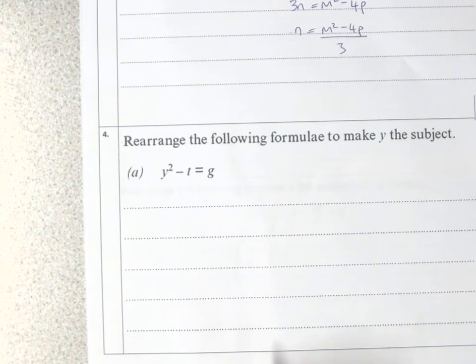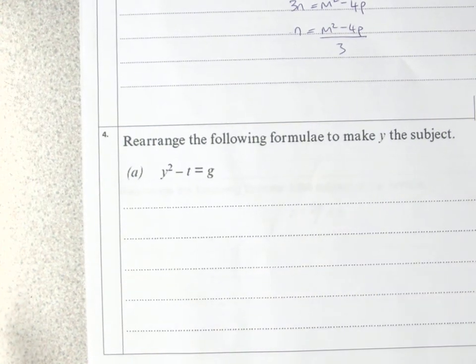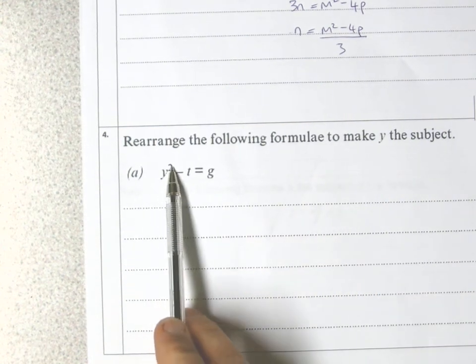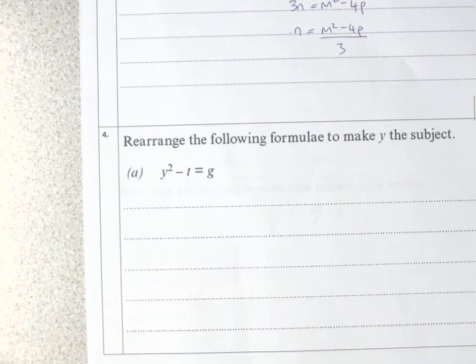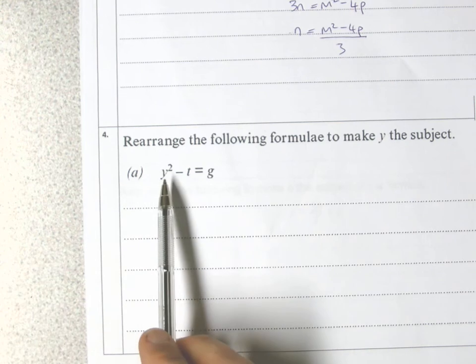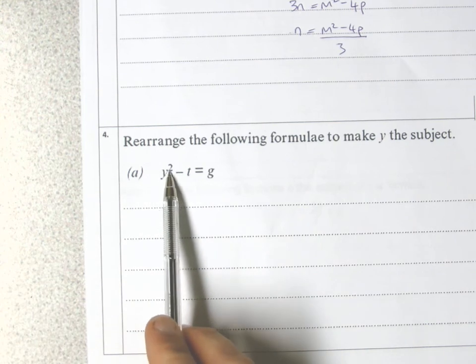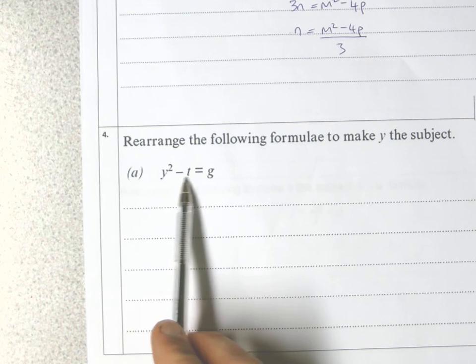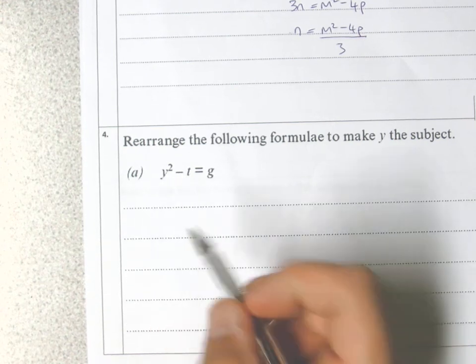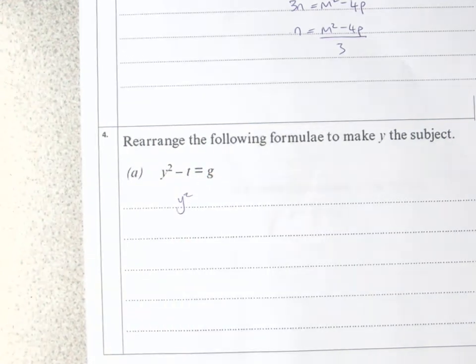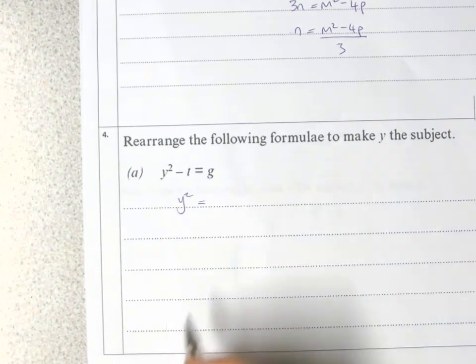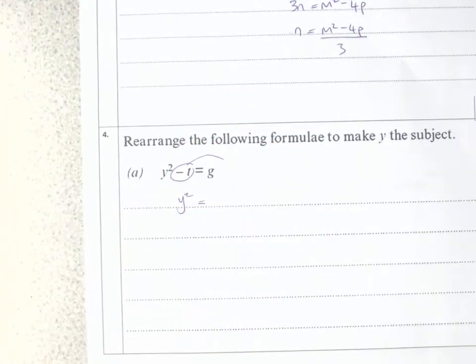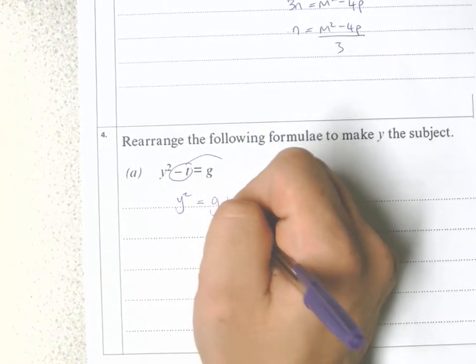Okay, next one, we need to make y the subject. Now if you notice carefully here, we've got y squared. So in a moment, we'll have to think about taking that square over. But before we even touch that square, before we take that over, we need to deal with this minus t here, because this is on its own, and that's easy to deal with. So I'm going to keep it as y squared, but that minus t, all I've got to do is take it over the other side, and it becomes a plus t.